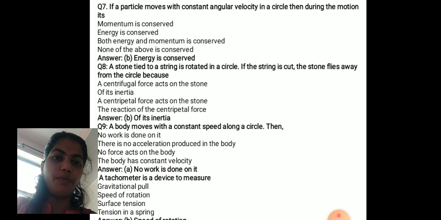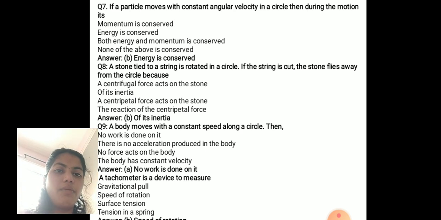A body moves with a constant speed along the circle. Then what is the condition there? No work is done on it. There is no acceleration produced in the body, no force acting on the body. The body has constant velocity. A body moves with constant speed on a circular path.